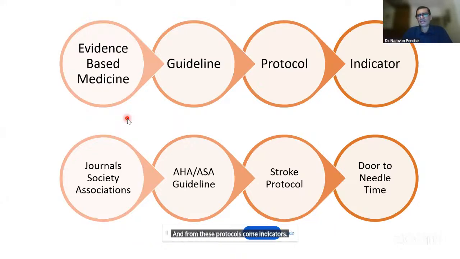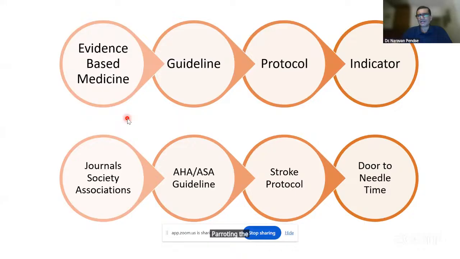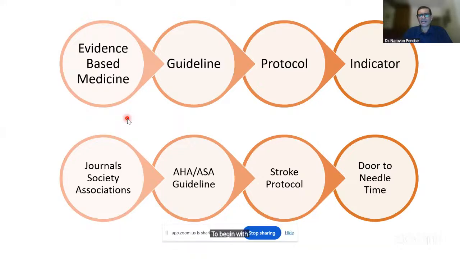So, merely learning about an indicator or just parroting the formula of an indicator, numerator, denominator, percentage, rate, etc., that's okay to begin with. But the wider purpose is not to simply monitor indicators, but to get this link from evidence based medicine down to what is being monitored at the hospital or specialty level.